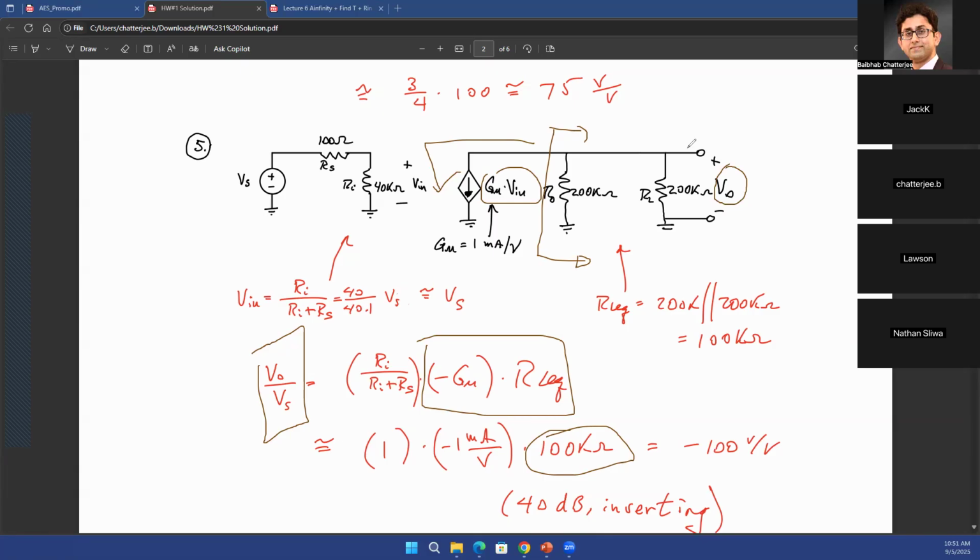Yes. Why is Gm negative? No, sorry, Gm is not negative. Because this current is in this direction, if you're trying to find the voltage at this node, that is minus Gm times R equivalent, right? That's why the minus term comes in. Question?